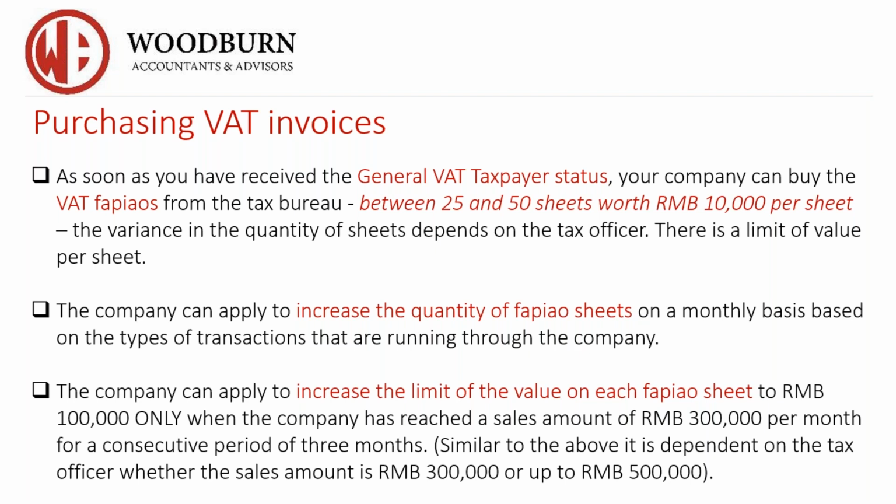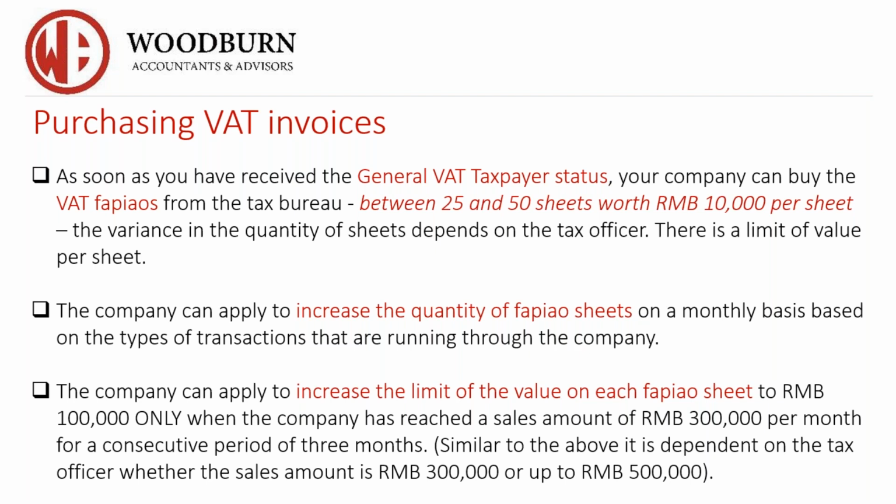The variance in the quantity of sheets that you purchase will depend on your tax officer and your tax bureau, okay? The company can obviously apply to increase the quantity of Fapiao sheets on a monthly basis, but that will depend on the types of transactions that are running through the company. You have to prove a certain level and number of transactions that are running through to show that you need to purchase more sheets on a monthly basis because you're creating more business within your organization, okay?